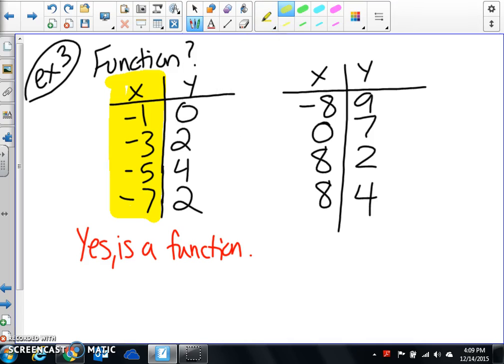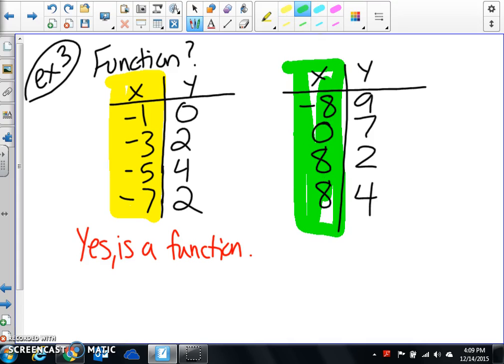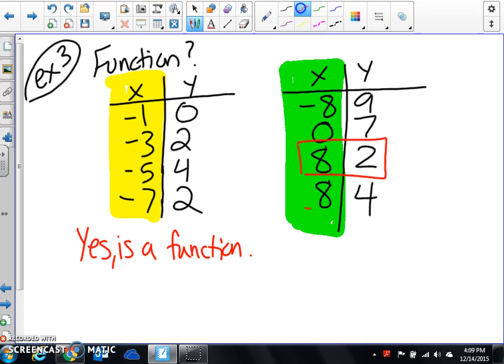Over here, I highlight my X values. I only care about my X. Look at -8, it doesn't repeat. 0 does not repeat. 8 does repeat. So I'm going to box in both my 8s. Now what this is saying is 8 is hanging out with 2 on Monday, and then 8 goes and hangs out with 4 on Tuesday. No. Not a function.